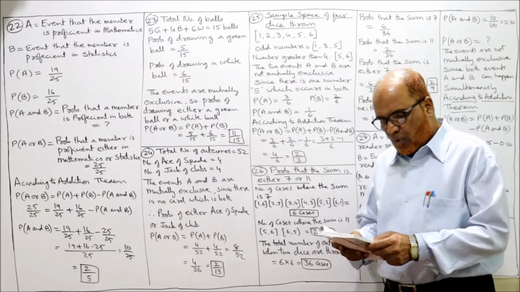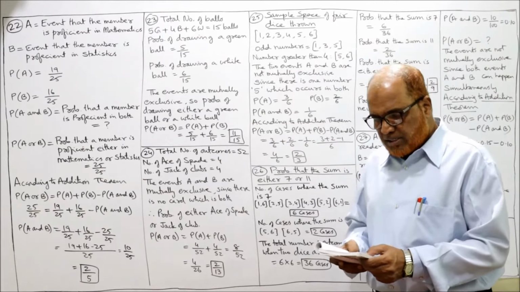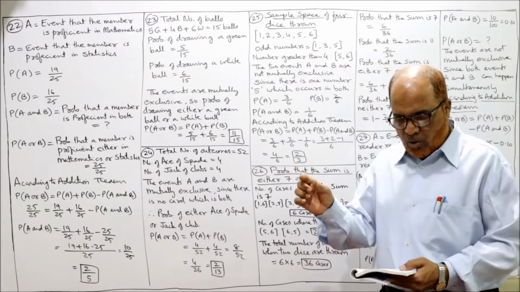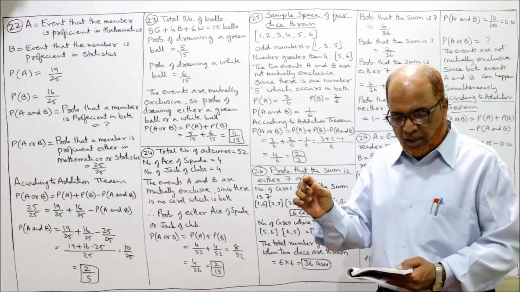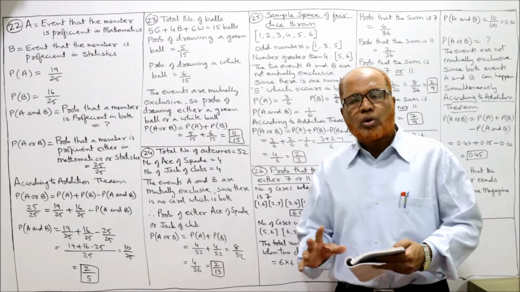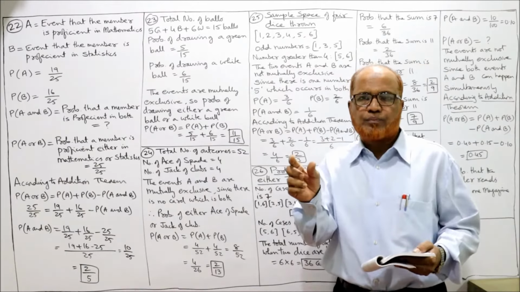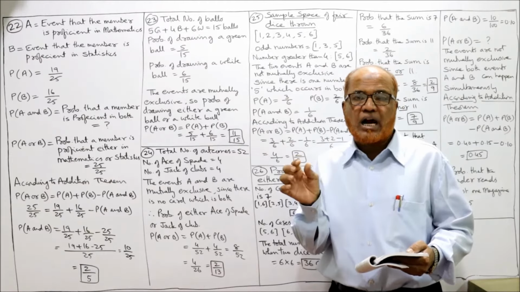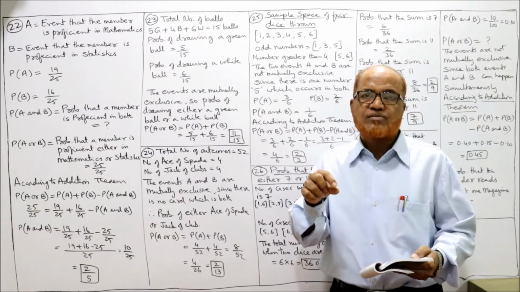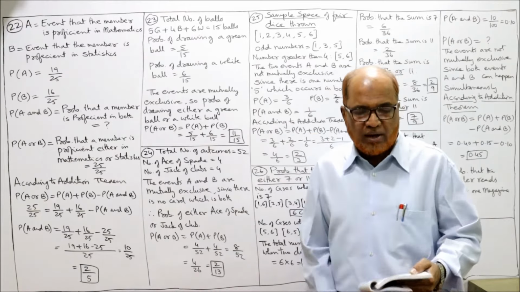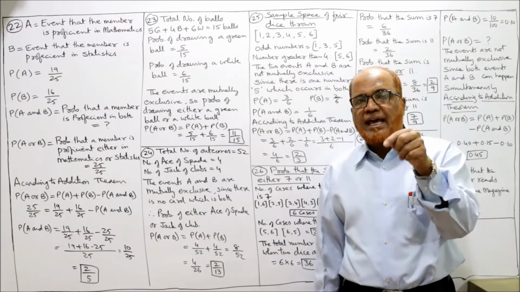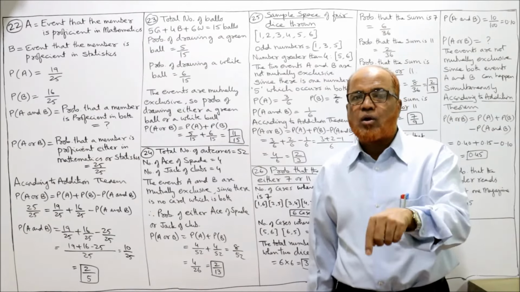Next, problem number 24. If a single draw is made from a pack of 52 cards, what is the probability of securing either an ace of spade or a jack of clubs? The total number of cards in a pack is 52. We are drawing a single card. What is the probability of securing either an ace of spade or a jack of clubs? So what is the probability that the card drawn is an ace of spade or jack of clubs?